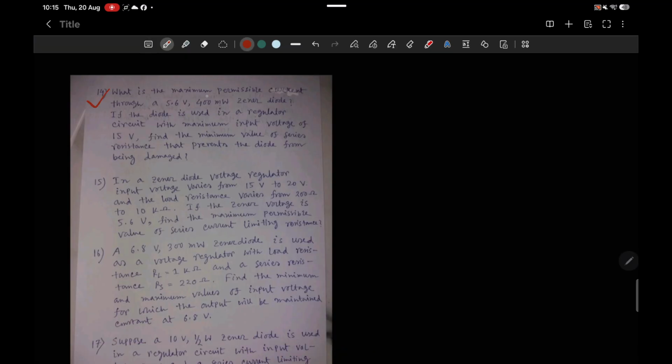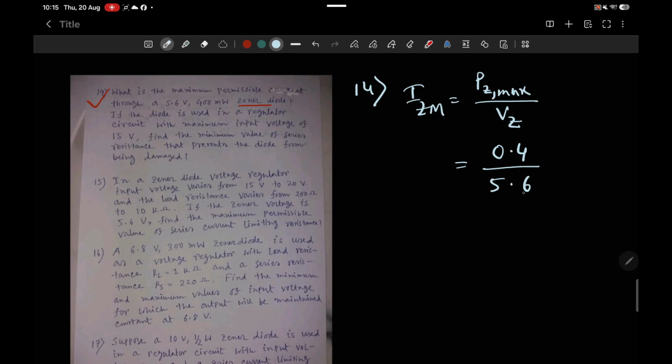First question: what is the maximum permissible current through a 5.6 volt 400 milliwatt Zener diode? Okay, so IZM is PZ max by VZ. So PZ max is 0.4 watt, 400 milliwatt, divided by VZ, which is 5.6 volts. So it is 0.07 ampere. Okay, now that means it is 71 milliampere.